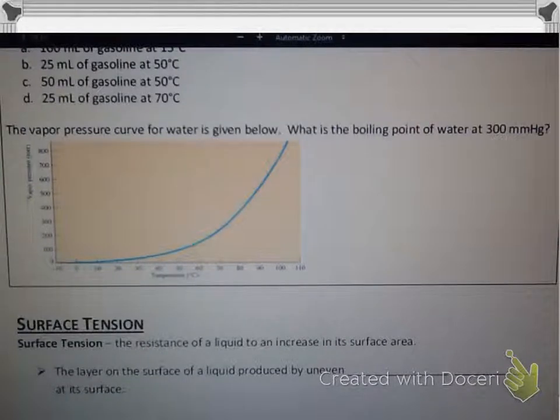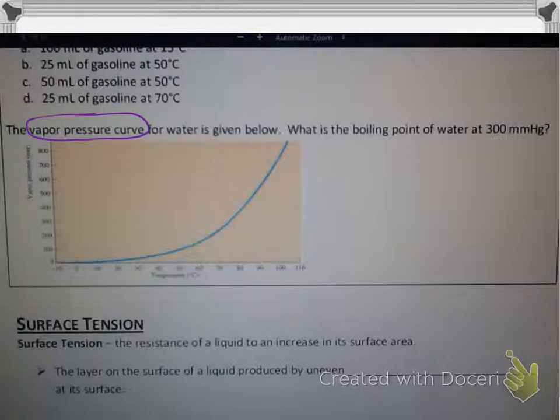Alright, and now in this last problem here, we haven't actually talked about this exactly yet. We've talked about the trend. But what I want to do is, through this example, teach you how to read something called the vapor pressure versus temperature diagram. It's also called the vapor pressure curve.